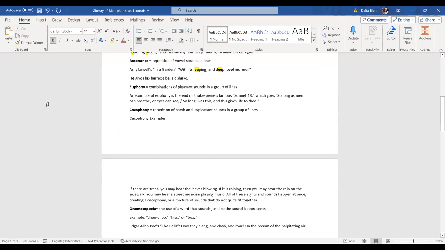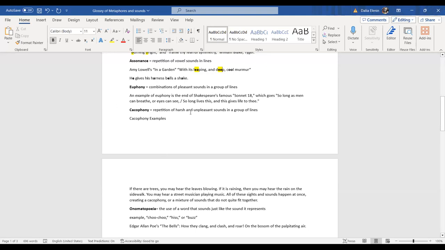All right. "He gives his harness bells a shake." Look at the use of vowels here. So in order to figure it out, you need to read it to yourself in a slow, quiet voice in order to listen to the music, and you could tell it.